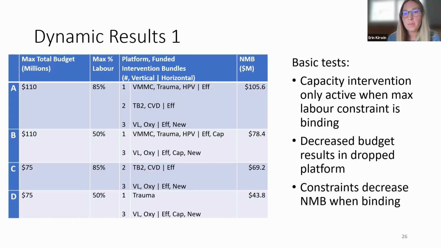So the results in this table are designed to demonstrate that with stronger constraints, net monetary benefit decreases. So for example, with higher constraints in scenario B and D, we see that we have a lower net monetary benefit. And also when the budget decreases, like in options C and D, net monetary benefit decreases as well. So this is just a really basic set of results to show some face validity with respect to changes in total budget and constraints. And these results show that everything is working as it should, but there's nothing groundbreaking here.